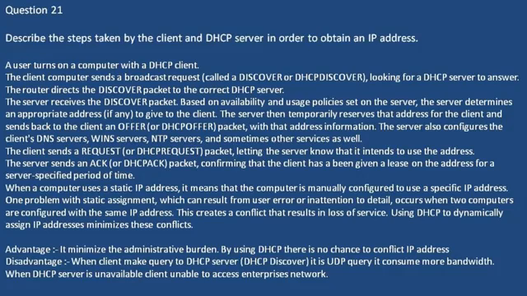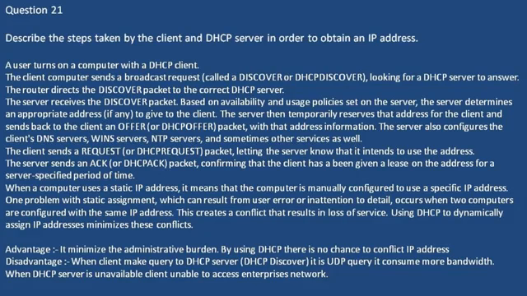When a computer uses a static IP address, it means that the computer is manually configured to use a specific IP address. One problem with static assignment, which can result from user error or inattention to detail, occurs when two computers are configured with the same IP address. This creates a conflict that results in loss of service. Using DHCP to dynamically assign IP addresses minimizes these conflicts.